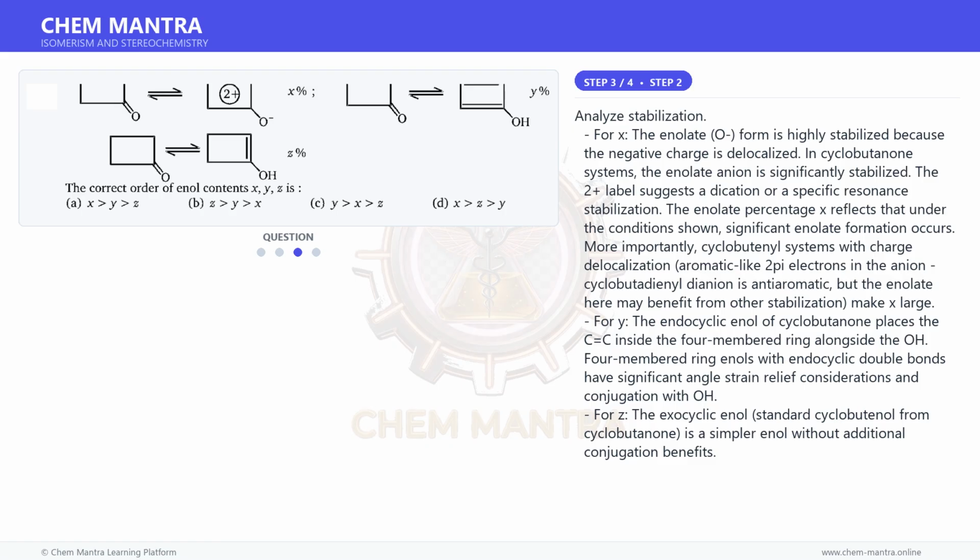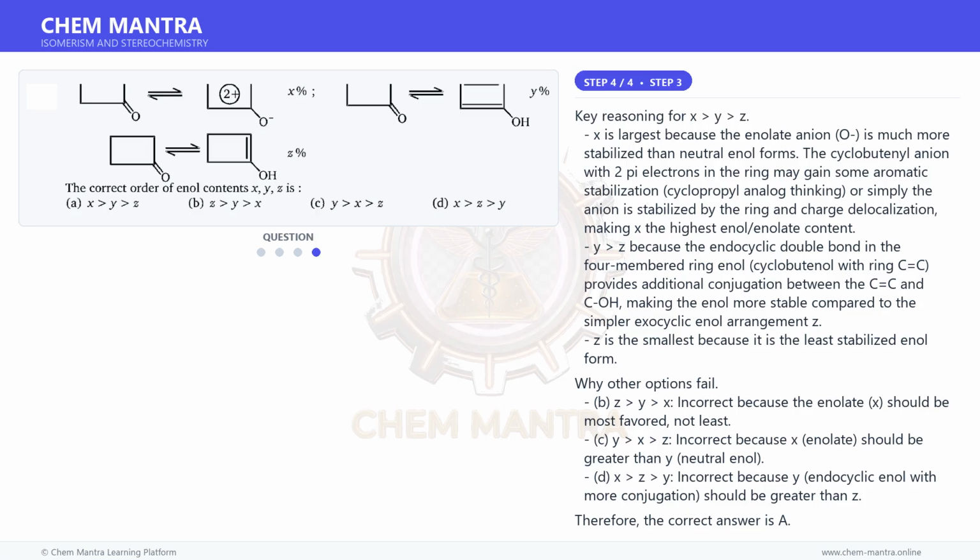For Y, the endocyclic enol of cyclobutene places the C=C inside the four-membered ring alongside the O. Four-membered ring enols with endocyclic double bonds have significant angle strain relief considerations and conjugation with O. For Z, the exocyclic enol, standard cyclobutanol from cyclobutene, is a simpler enol without additional conjugation benefits. And for the final step.